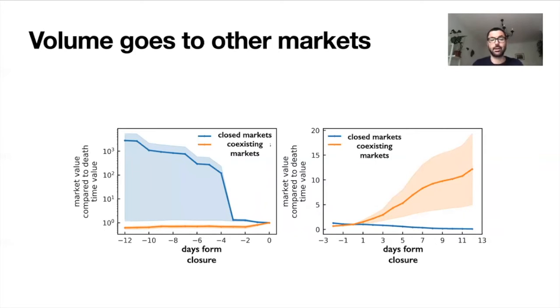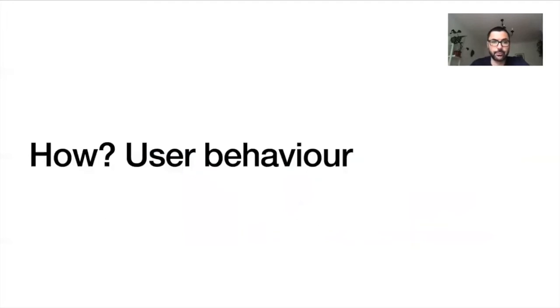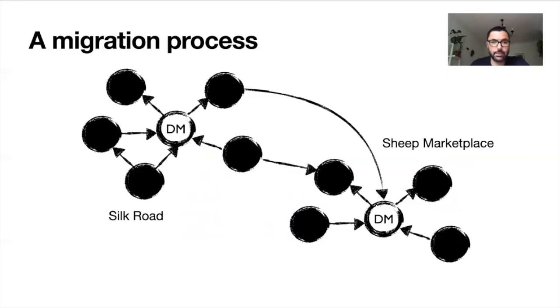And on the right, you see that the volume that has been lost from the closed market goes to the coexisting markets, which increase their volume by a factor of 10 or 15. Now, consider also that some of them are small. These are average curves. Of course, you have interval bars. But you have this transference of volume. How does this happen? Well, we need to go and check the user behavior.